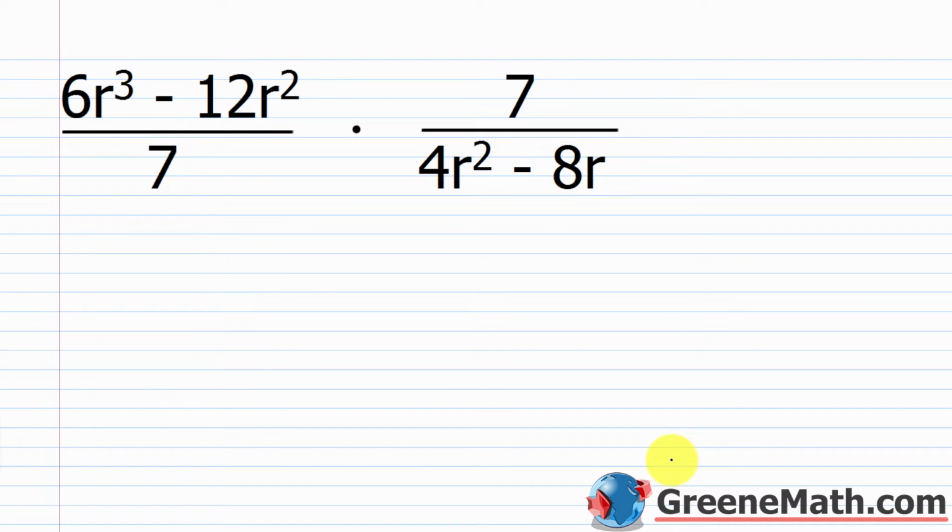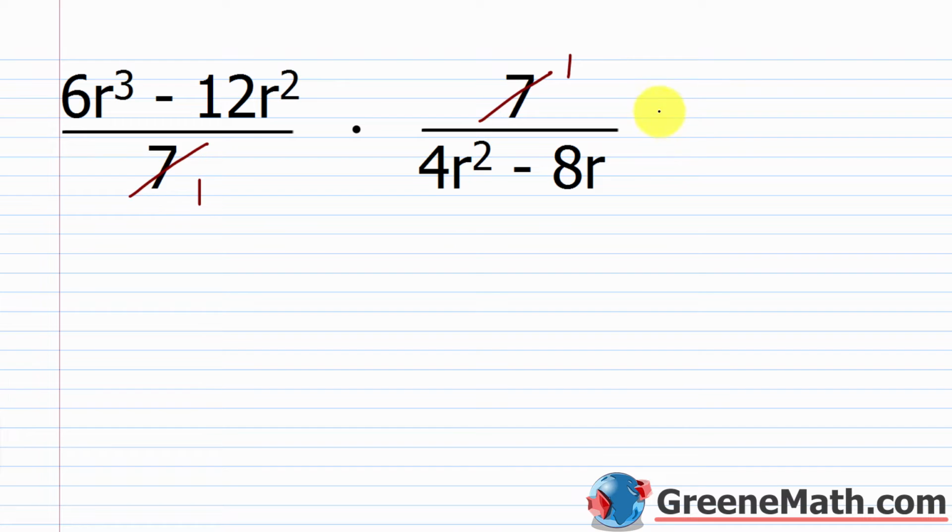So we have 6r cubed minus 12r squared over 7, and then we're multiplying by 7 over 4r squared minus 8r. So the trick to this is the first thing you want to do is factor out the greatest common factor from every numerator and every denominator. Now, before I even do that, I notice that I can cancel this 7 with this 7, right? I can cross cancel. So this is a 1 and this is a 1.